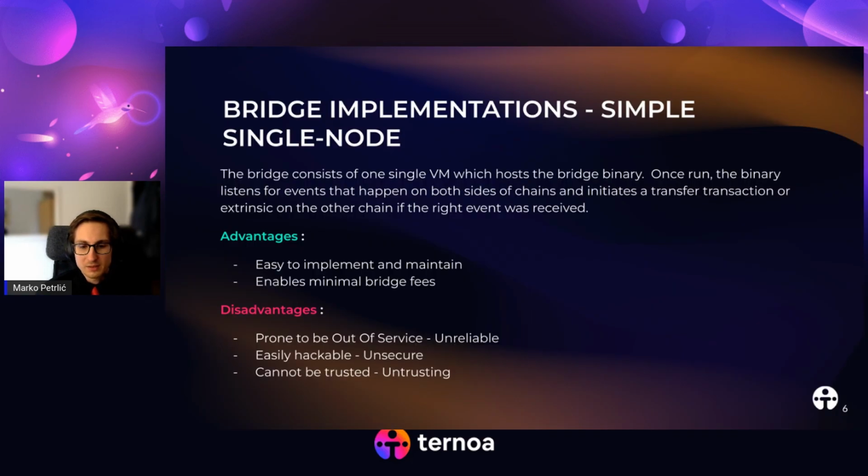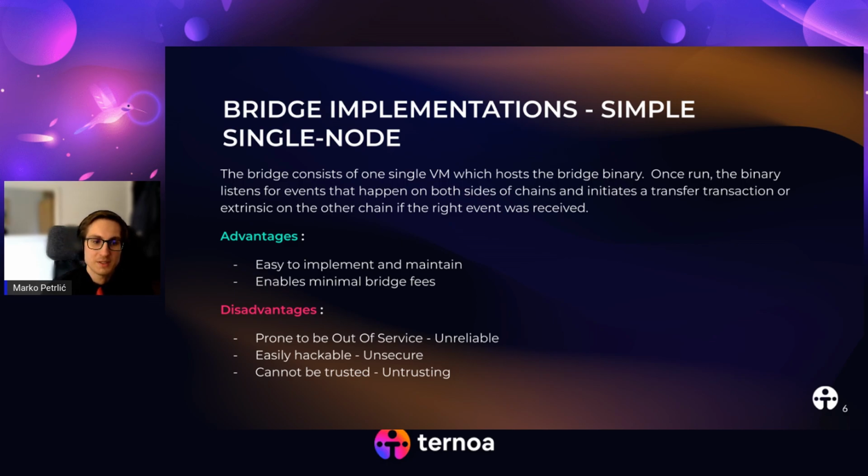Okay, now let's talk about possible implementations of a bridge. I will present you 3 possible implementations, going from the most simple to more complex ones. The most simple one is a simple single node bridge implementation. The bridge consists of one single VM which hosts the bridge binary. Once run, the binary listens for events that can happen on both sides of the chain and initiates a transfer transaction or extrinsic on the other chain if the right event has been received.